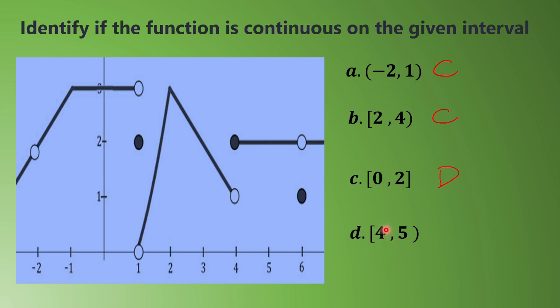For letter D, 4 to 5, including 4, so this would be 4 to 5. Though we are discontinuous at x equal to 4, on the given interval we just need to identify if the function is continuous from 4 to 5. So this is continuous.